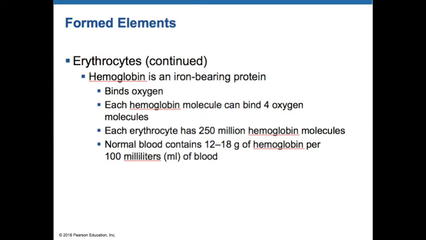Now, if we want to be a little bit more precise, normal blood will contain anywhere between 12 to 18 grams of hemoglobin per 100 mLs of blood. And again, remember that is going to be a high volume when we remember that a normal healthy individual will contain anywhere between 5 to 6 liters of blood.